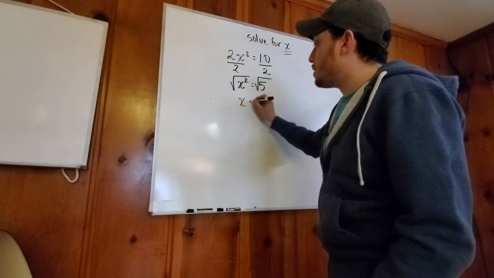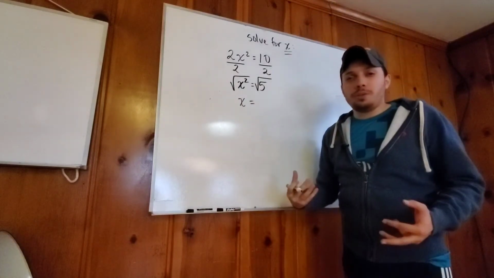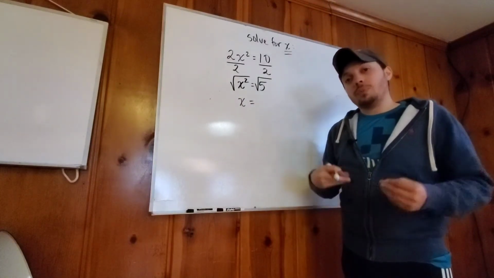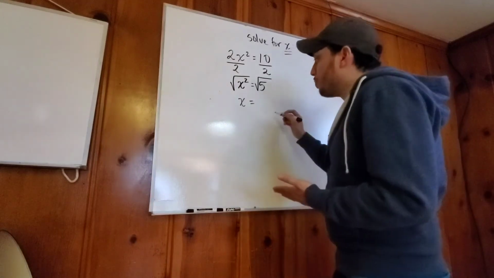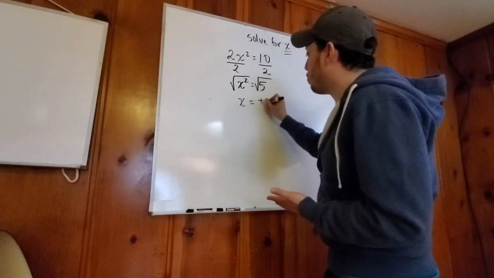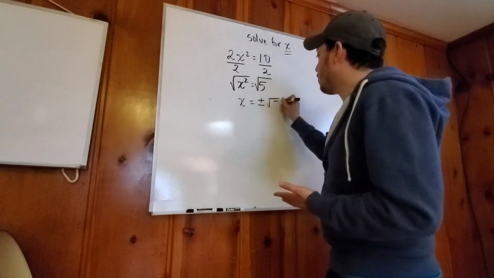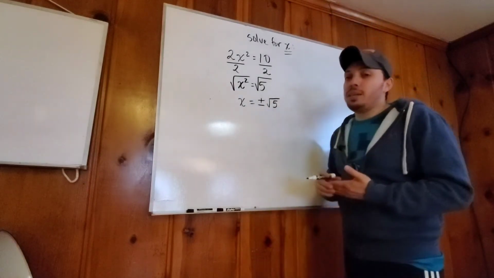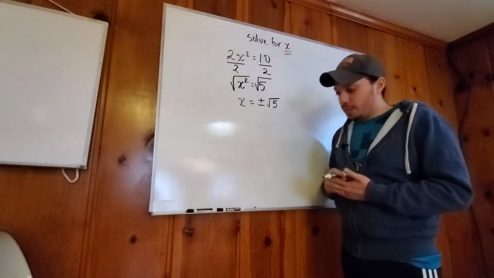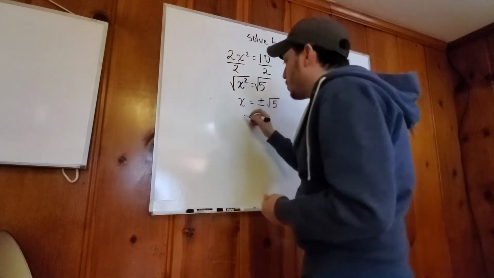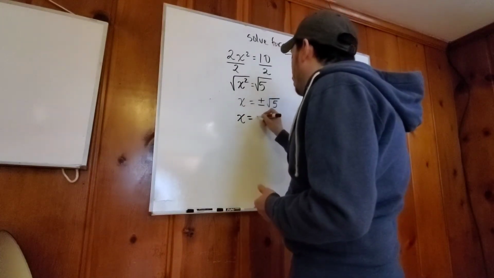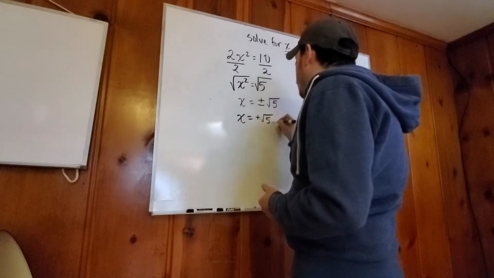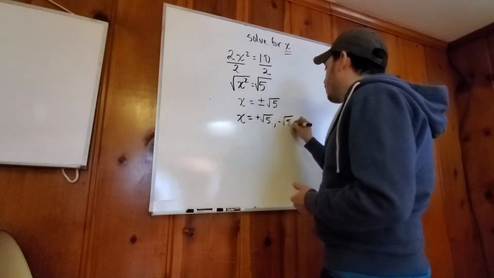And so I'm going to get x equals, but we don't know what the square root of 5 is. Square root of 5 is one of those things that we don't know what it is. However, we know that it's going to be plus or minus square root of 5. Is that the answer? Yes. It is the answer. 100% it is the answer. So x would be plus square root of 5 or negative square root of 5.